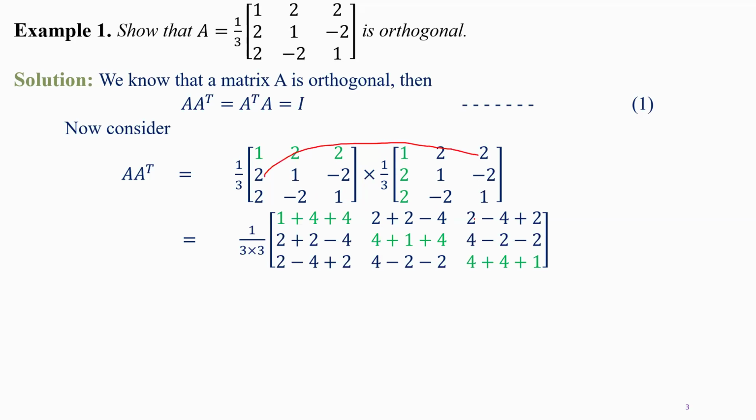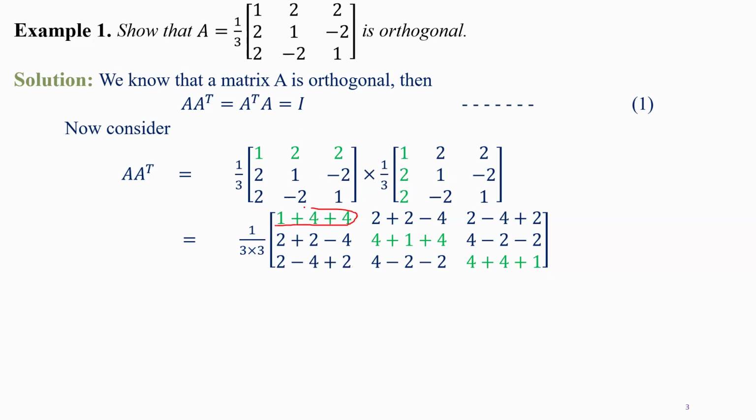Then 2 into 2 is 4, 1 into minus 2 is minus 2, minus 2 into 1 is minus 2. The last row: 2 into 1 is 2, minus 2 into 2 is minus 4, and 1 into 2 is 2. 2 into 2 is 4, minus 2 into 1 is minus 2, 1 into minus 2 is minus 2. The last element: 2 into 2 is 4, minus 2 into minus 2 is 4, and 1 into 1 is 1.